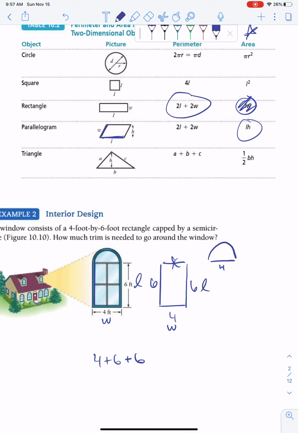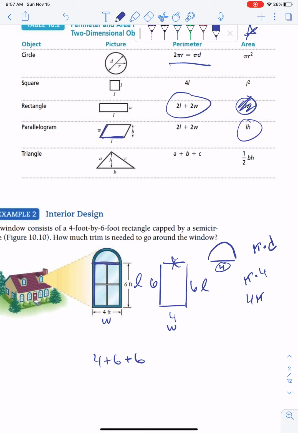Now I have a semicircle, and I need the perimeter of the circle so that I can find the perimeter, or the circumference, of my semicircle. So to find perimeter, I take pi times diameter. My diameter is 4, because that's the width of the window right here. So pi times 4, we just write that as 4 pi.